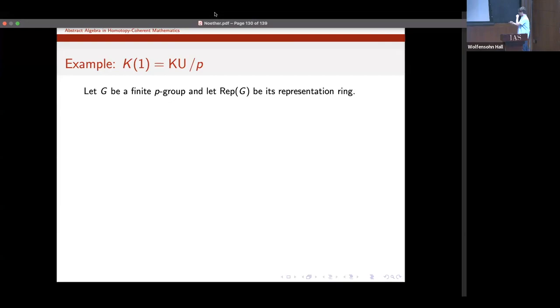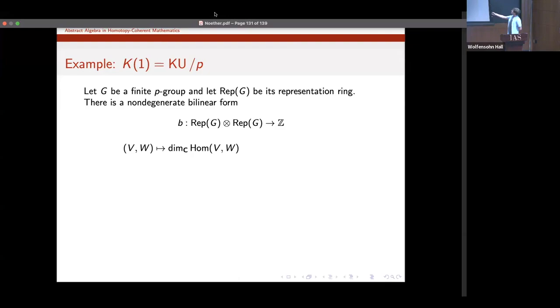A classical fact of representation theory is that these representation rings are always self-dual. There's a bilinear form on this representation ring, which takes two representations V and W and assigns the dimension of the space of homomorphisms from V to W. And there's a usual formula for this in terms of the characters of the representation that involves dividing by the order of the group.